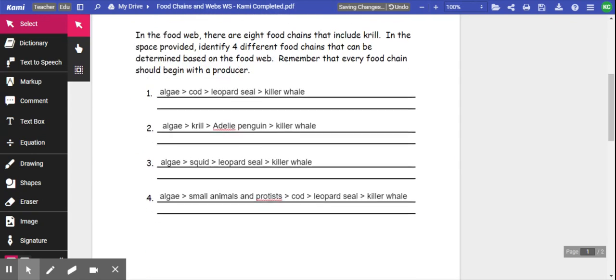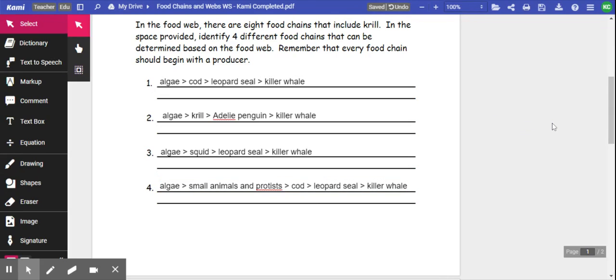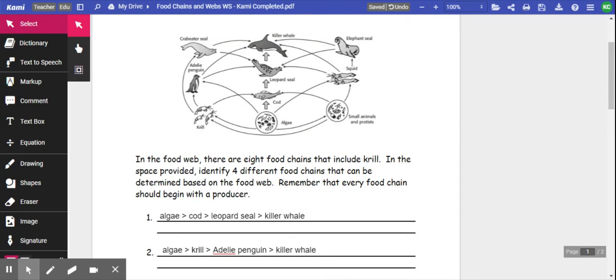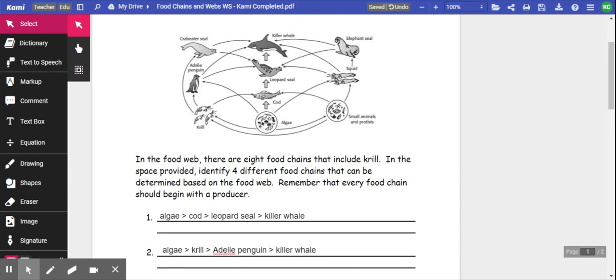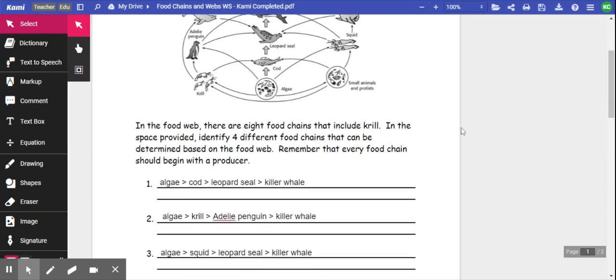Now, do you have to have these same food chains that I have listed? Absolutely not. There are many more. It's just up to you. So if yours are not exactly the same as mine, that's perfectly fine. Just as long as they follow in a pattern, like they follow the same, okay, we're pointing here, we're pointing here, we're pointing here. You can't say algae, Adelaide penguin, squid, crab-eater seal, elephant seal, whale, killer whale, because they're not in line. The arrows don't connect them. So just pay attention to where your arrows are and you're fine. Just remember too, all of yours should start with algae as the producer.